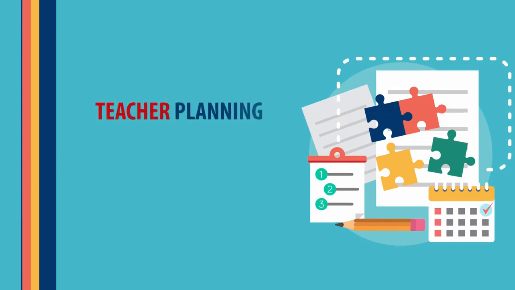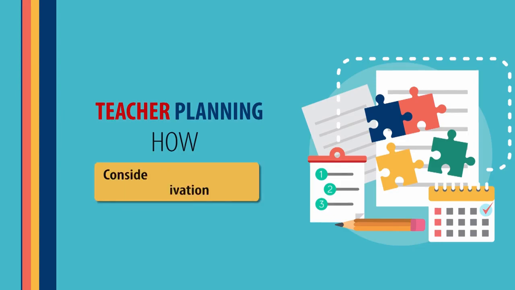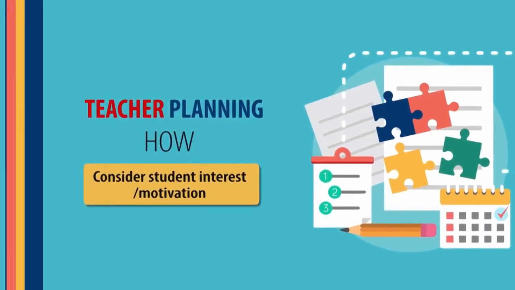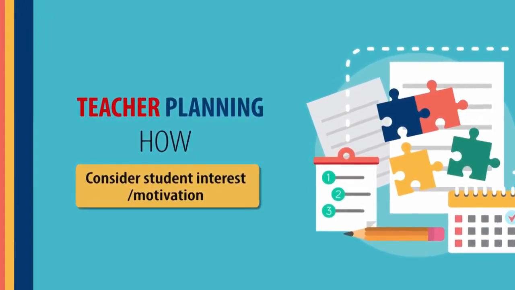To run the program effectively, student motivation is the first prerequisite. If the student is motivated, only then can effective learning or effective teaching take place. The third issue related to teacher planning is how. When we are planning a lesson, we have to consider student interest and student motivation. And motivation, I think, is one of the most important things in effective teaching and planning.